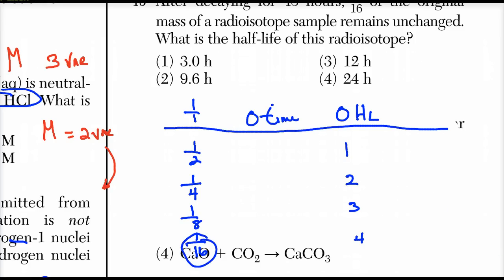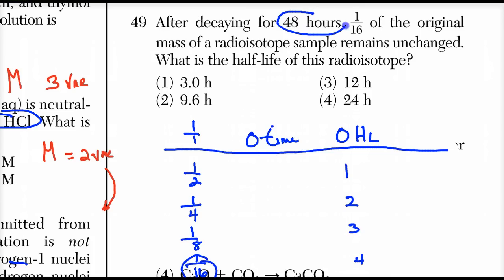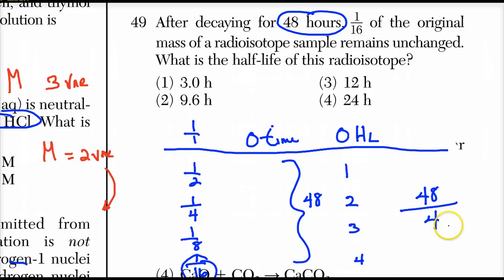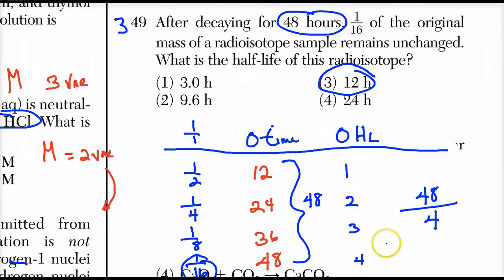Okay, now the total time they said was 48 hours. So I know that 48 hours has transpired. Well, if the total time is 48 hours and there were 4 halvings, you can do the math to figure out how long each half-life was. 48 divided by 4 is 12 hours. Choice 3. And if you don't like that, okay, this is the first half-life, 12 days. Another 12 days is what? 24. Another 12 days is 36. And the last one is 48. All right. In any case, choice 3 is your answer.